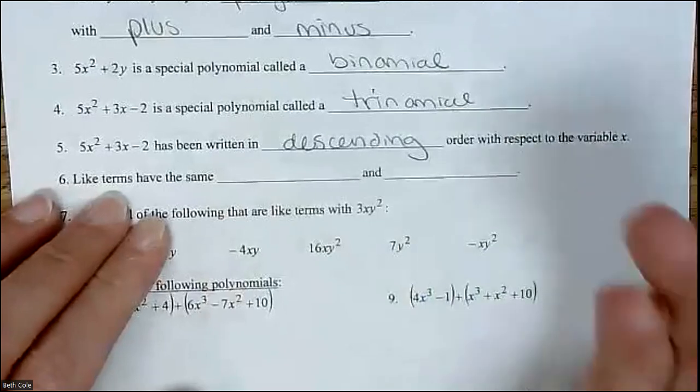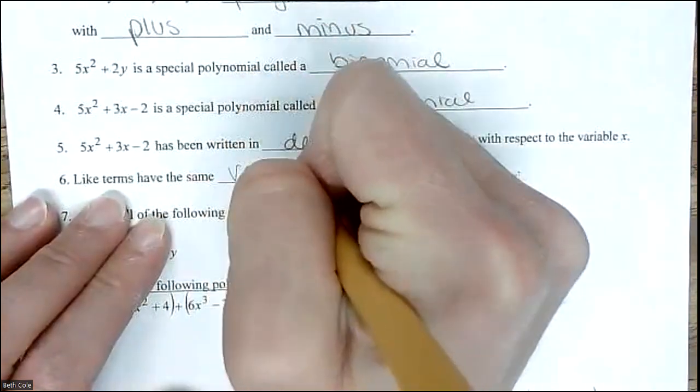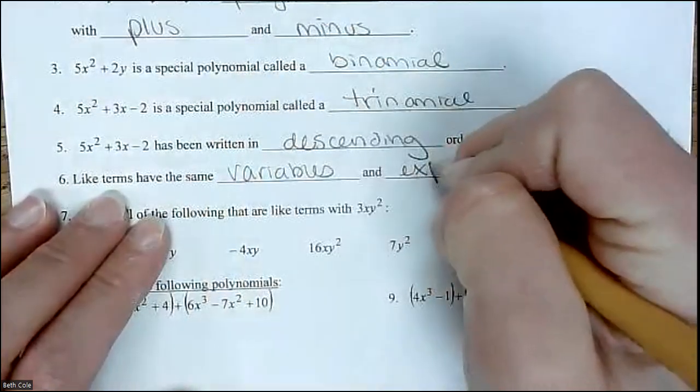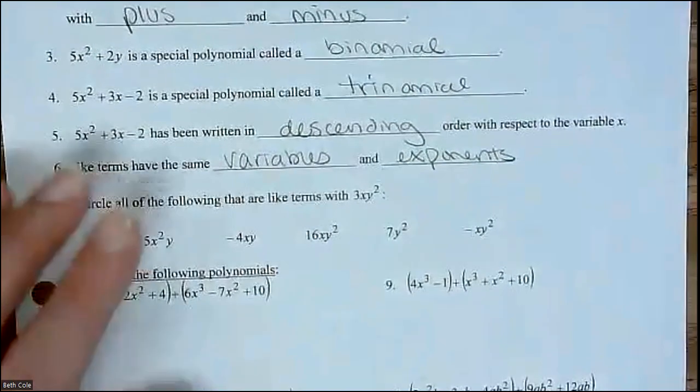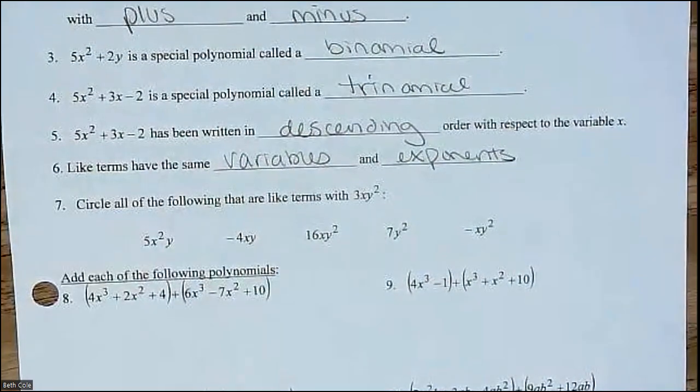Like terms have the same variables and exponents. They have to match exactly. If they don't match exactly, they're not like terms. So I know you all can add and subtract, and to be honest, even if you can't, you get a calculator, okay? So that's not the hard part. Basically, all you have to be able to tell is which terms can get added and subtracted together, which ones are like terms.